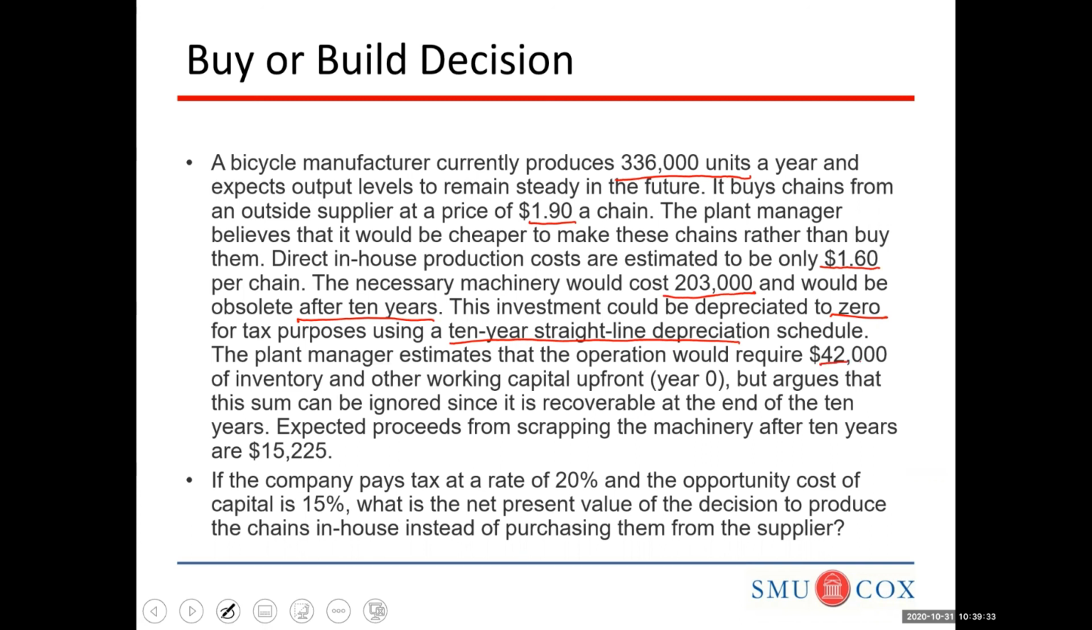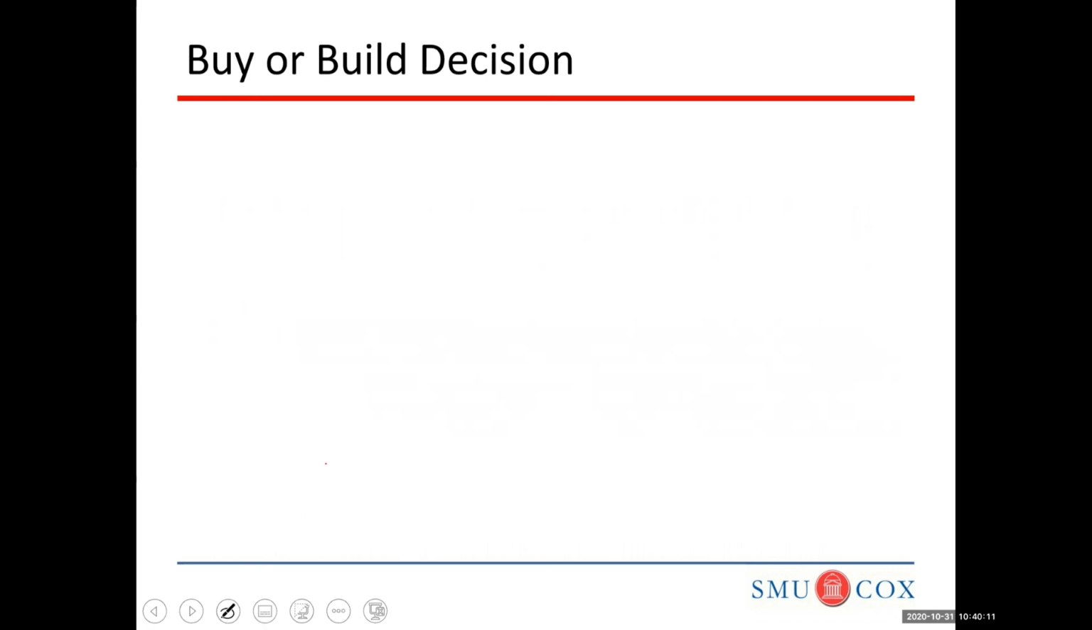They will require 42,000 in inventory, which is working capital, and it'll be released after the project. And well, they'll depreciate the machine, but they can still sell it. So there will be a bit of proceeds on sale with a little bit of capital gain. So they want to understand the present value of each decision: the present value of buy, whether you keep buying, or the present value of build. So if you build in-house, compare the two and make a recommendation. Should you do this project or not?